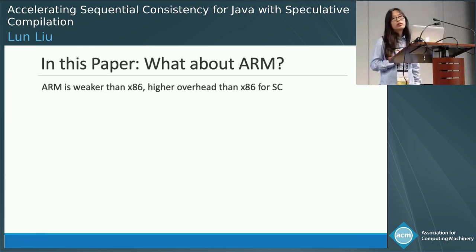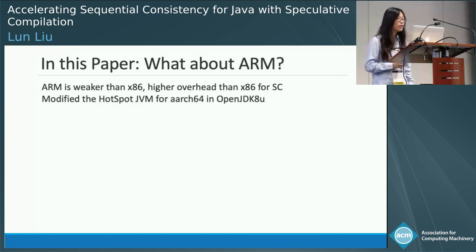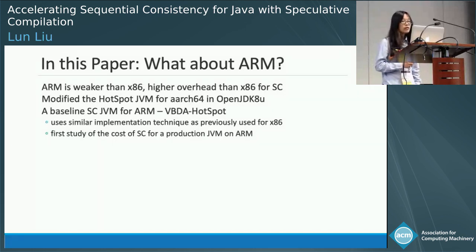So this is what I'm going to talk about today: we actually implemented SC JVM, and we also optimized it. Again, we wanted practical numbers, so we chose the HotSpot JVM for the AArch64 port. The first thing we did was to get a baseline number for the cost of SC. We implemented this JVM, which we call VBD-HotSpot, using a similar implementation technique as the previous work on x86. Basically, we treat all heap accesses as volatile and measure the performance. To the best of our knowledge, this is the first study of the cost of SC on a production JVM on ARM. We did several interesting evaluations.